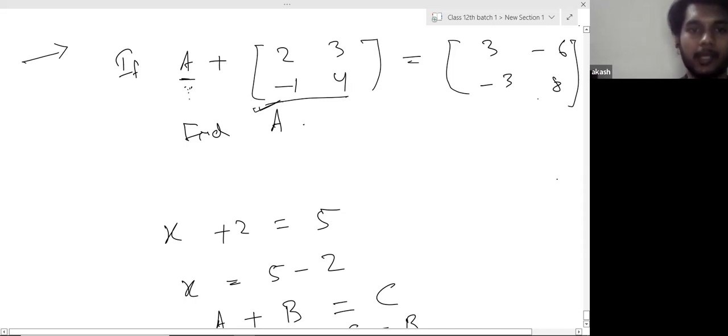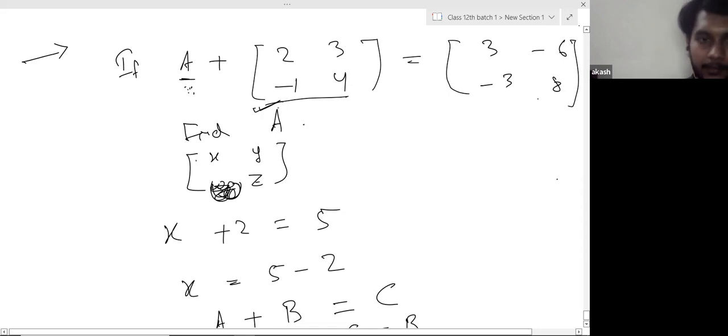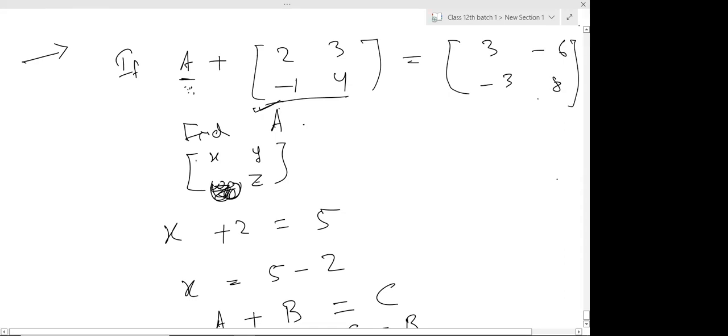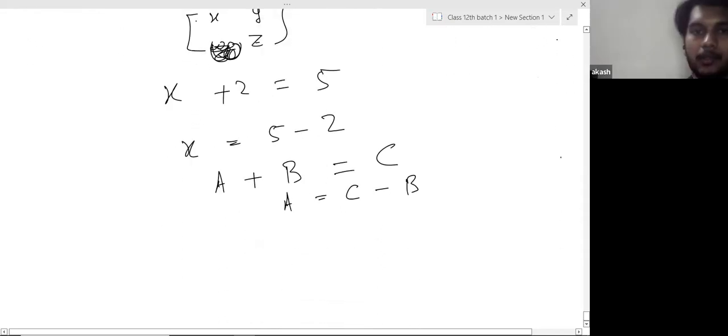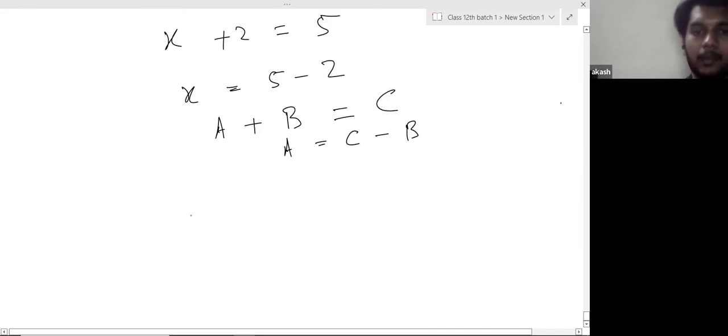So if you have to assume A, then assume like this: X, Y, W, Z, because the order must be same. Otherwise, you cannot add two matrices. Right, Shikani? Yes. So see, there are two ways to solve this. Suppose A is [X, Y; W, Z].